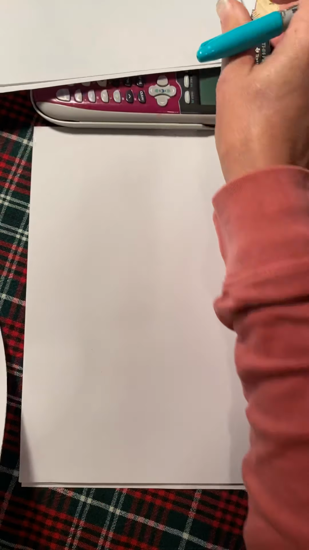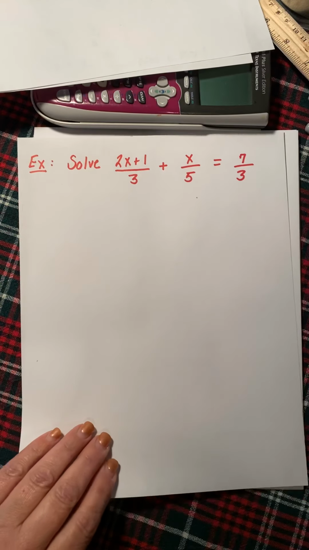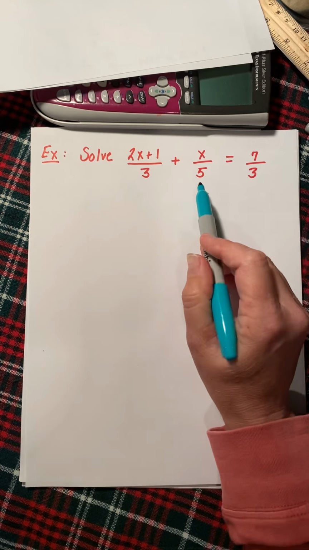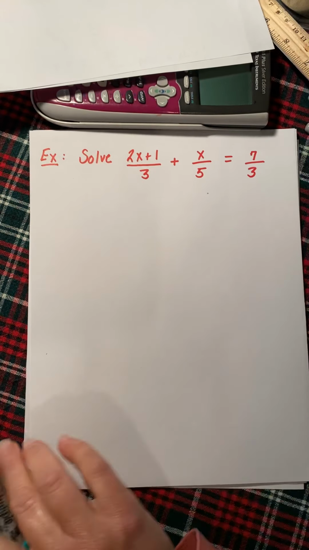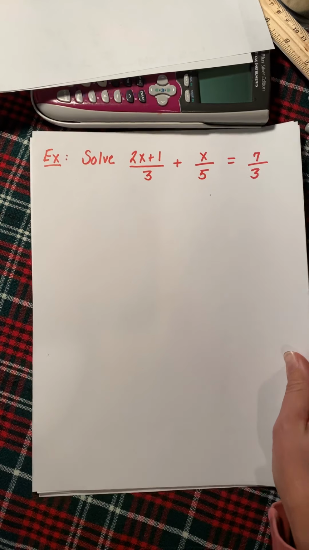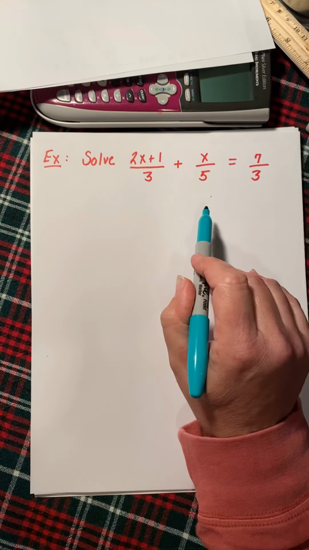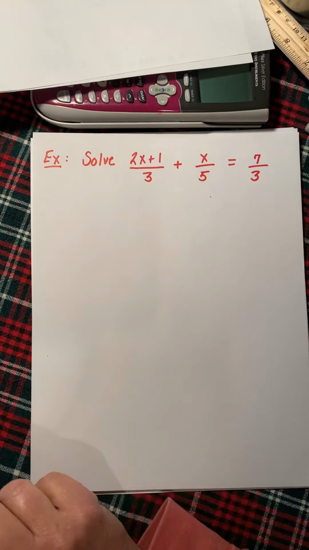All right. Let's solve 2x plus 1 over 3 equals x over 5, but this time I have x over 5 instead of x over 3. So I threw a little loop into this by changing the second denominator. All right, our goal is to get fractions on both sides with a common denominator.